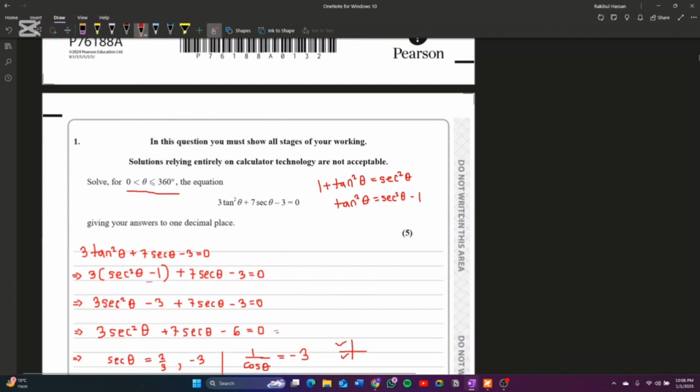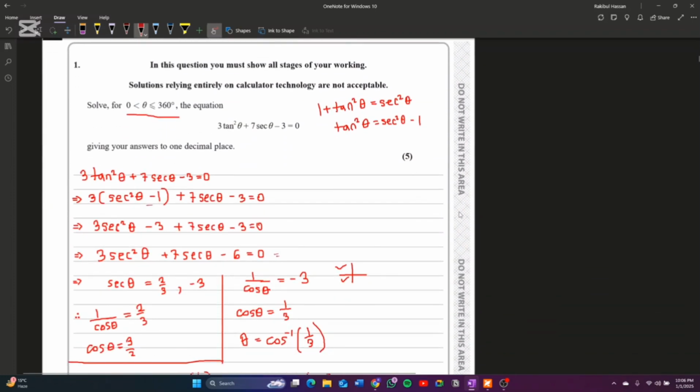Number one: solve for 0 to 360 the equation 3 tan square theta plus 7 sec theta minus 3 equals 0, giving your answer to 1 decimal place. In order to form a quadratic equation, we need to have the same terms here and here, right?